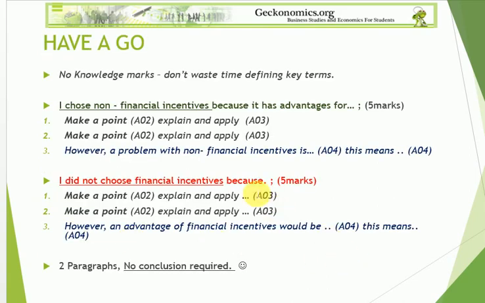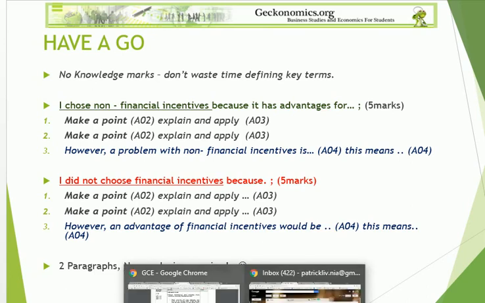Here's a plan. This is the opposite of what I've done. So you choose non-financial incentives and give me a good paragraph on that, and then explain why you did not choose financial incentives, and write a paragraph for that. Pause the video, give yourself 20 minutes, and I'll go back to the mark scheme.